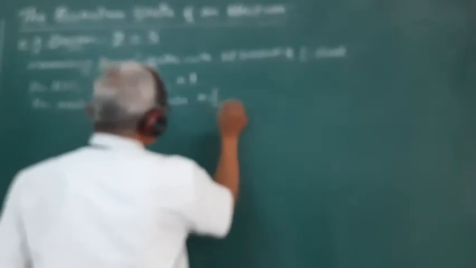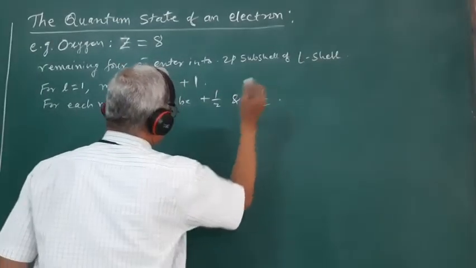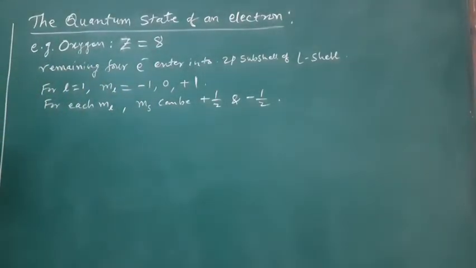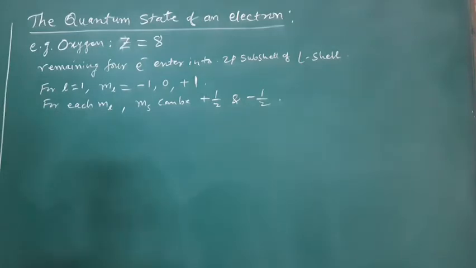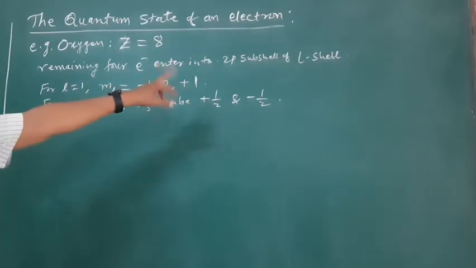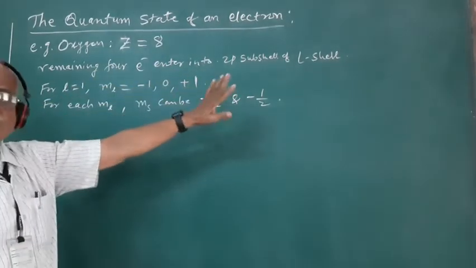So for each value of ml, ms can be plus half and minus half. For each value of ml, ms can have two values, either plus half or minus half. So the maximum number of electrons that can be accommodated in the 2p subshell of the L shell will be equal to 6.